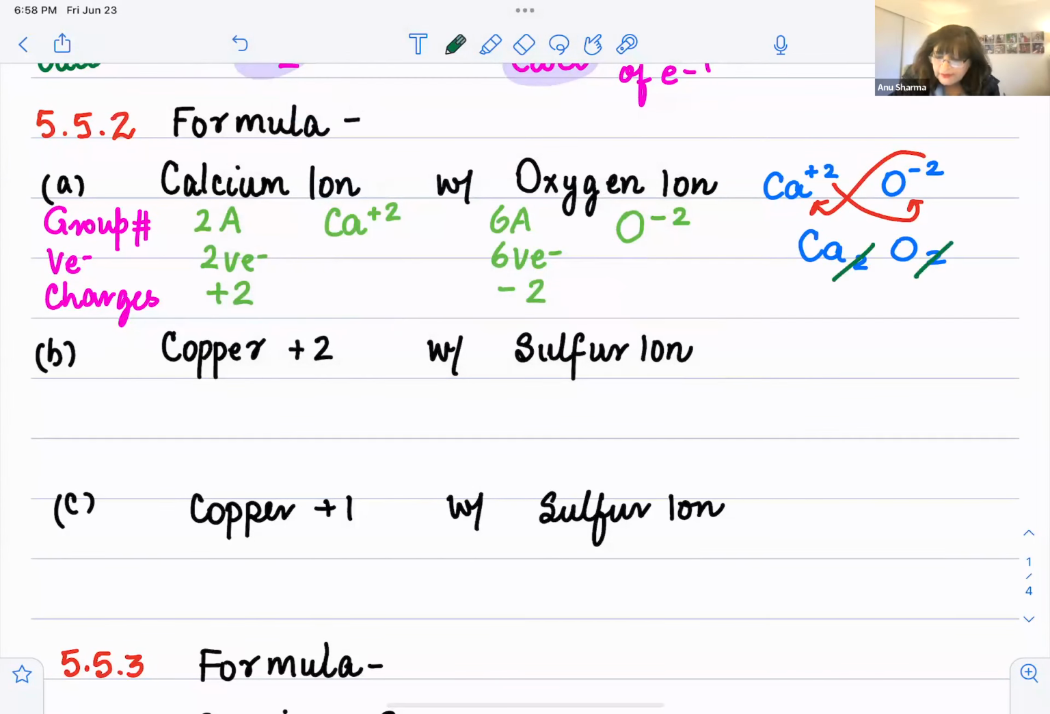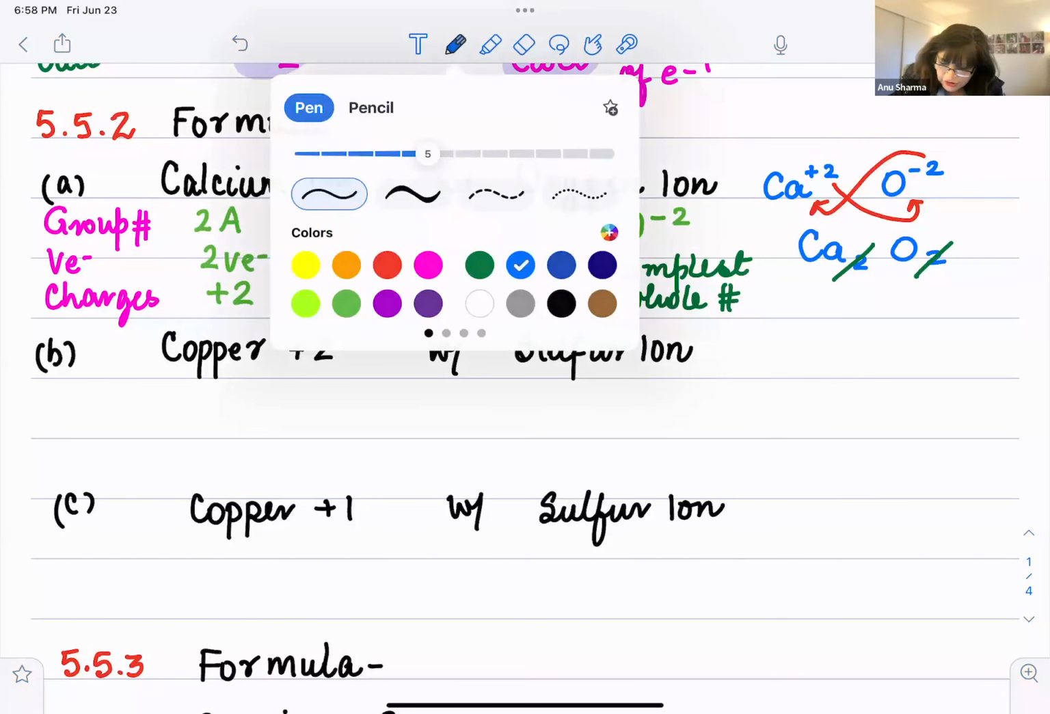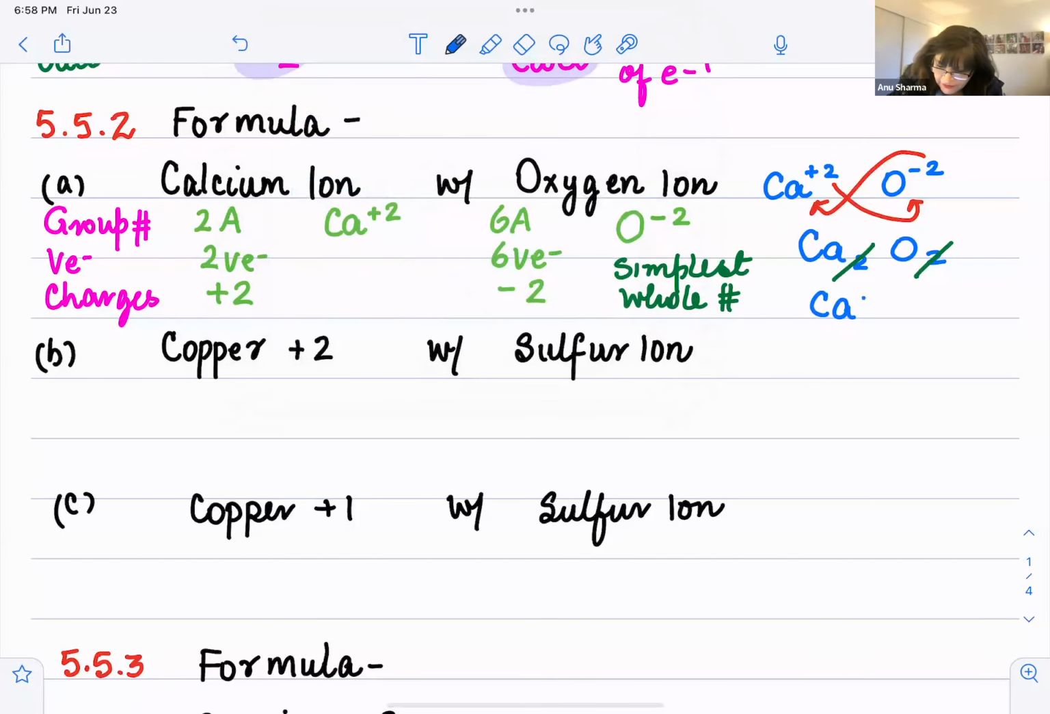So you don't bring the negative and the positive charges down, but you just cancel these. So now you always have to bring the simplest whole number ratio. So that is why the cancellation. So now the final formula is calcium oxide, CaO.